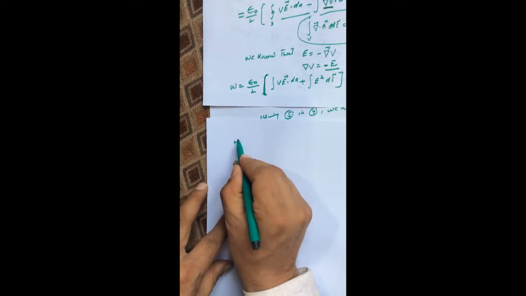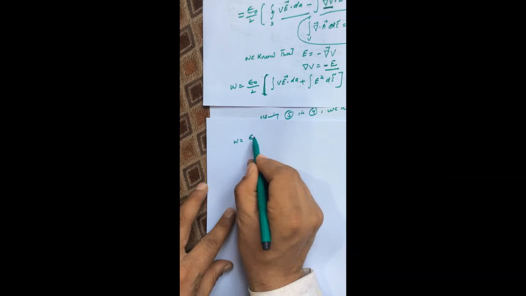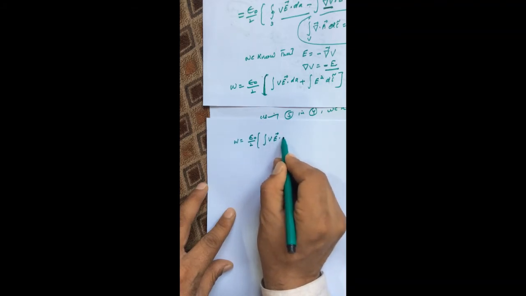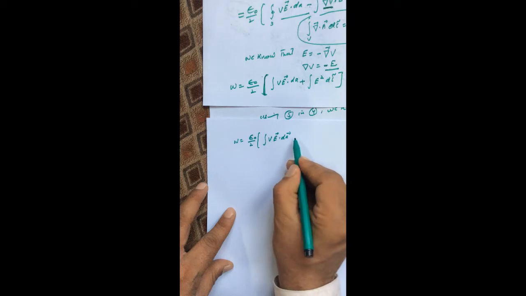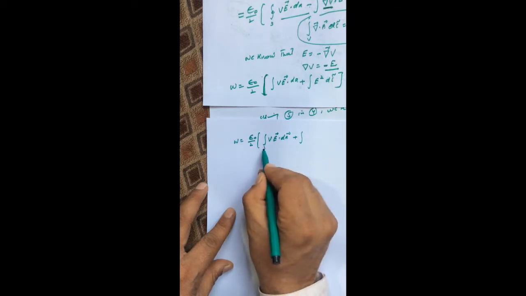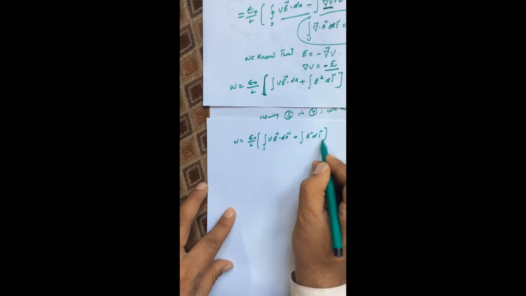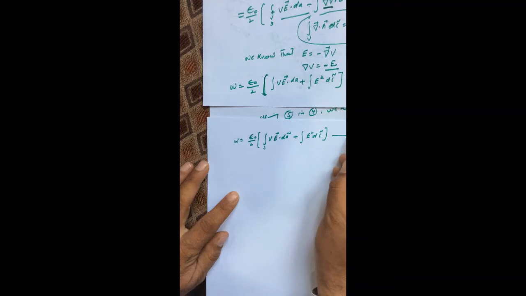So our final expression is now the work done of a continuous charge distribution, which is equal to epsilon naught over 2 times the integral of V E dot dA, this is the surface integral now, plus the integral of E square d tau. This is equation number 8. Now we have to simplify this equation.